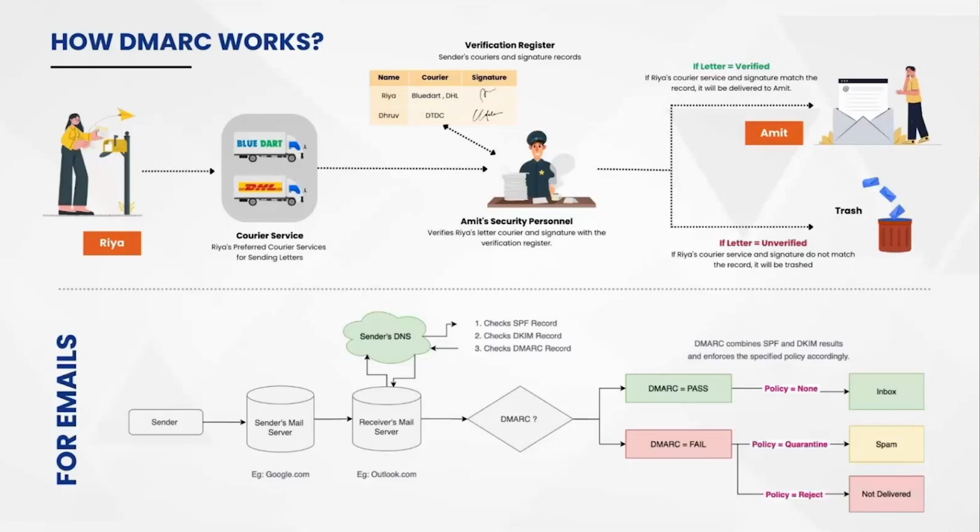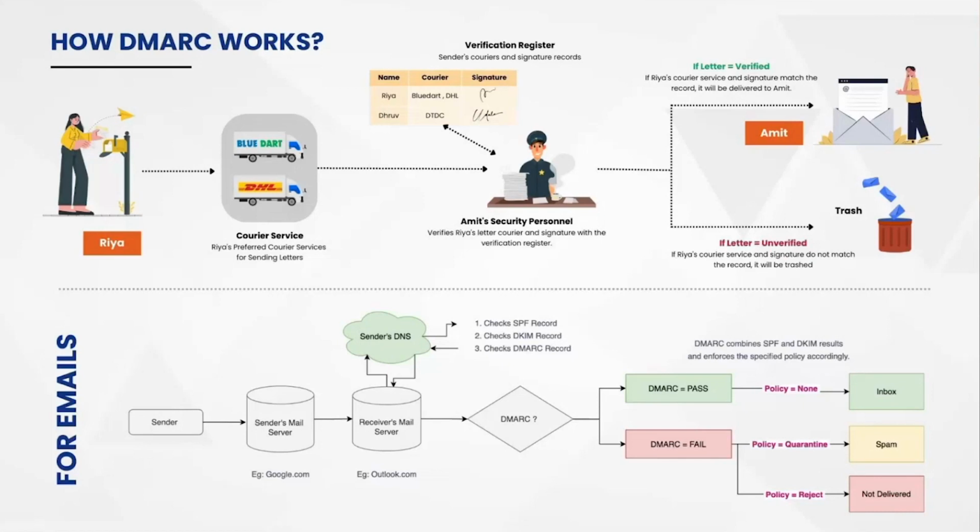The SPF record is, as you can see above, the courier, the authenticated senders that are already in the register. Second, it checks the DKIM record. The DKIM record is basically the signature. Above, that's a physical signature; for emails, it's a digital signature that it checks. Thirdly, it checks the DMARC record, which is a combination of SPF and DKIM. If SPF and DKIM pass, the DMARC record automatically passes.